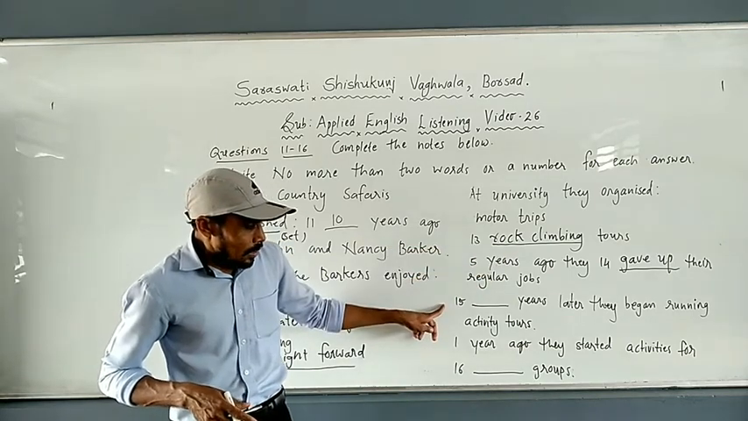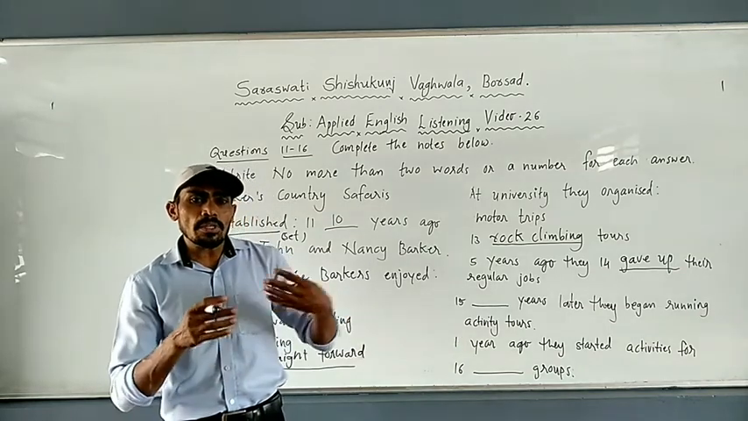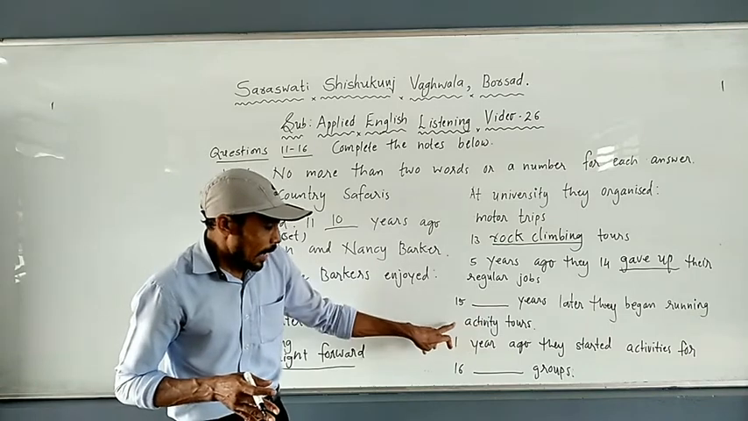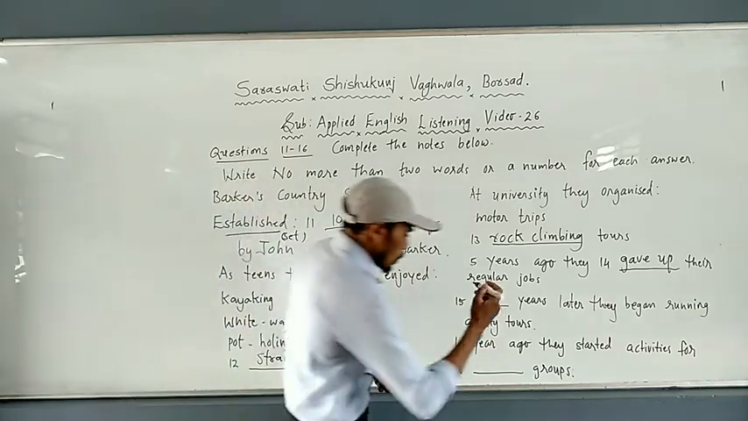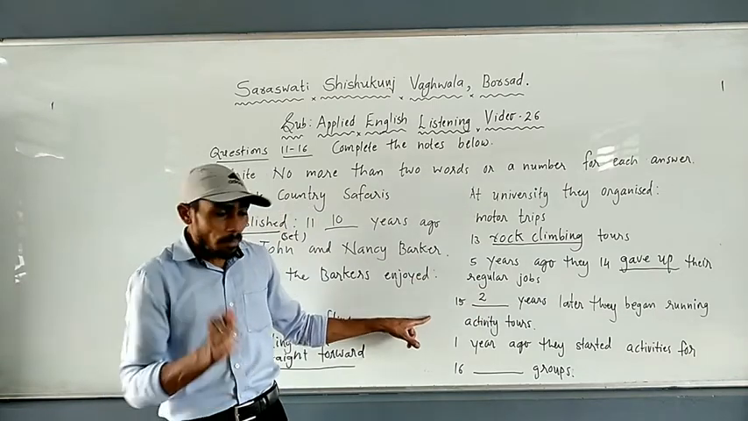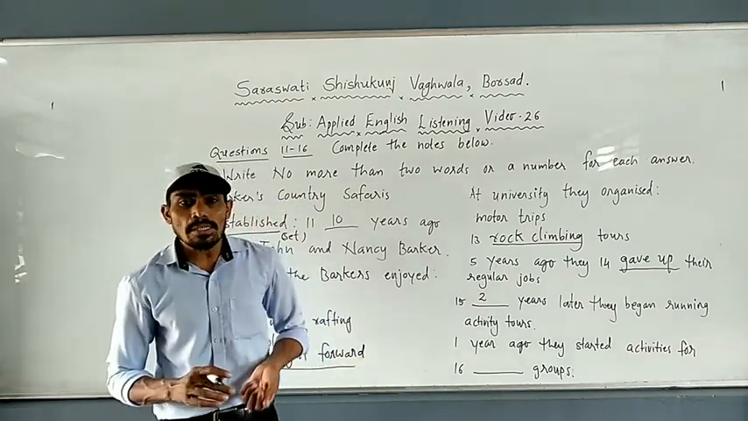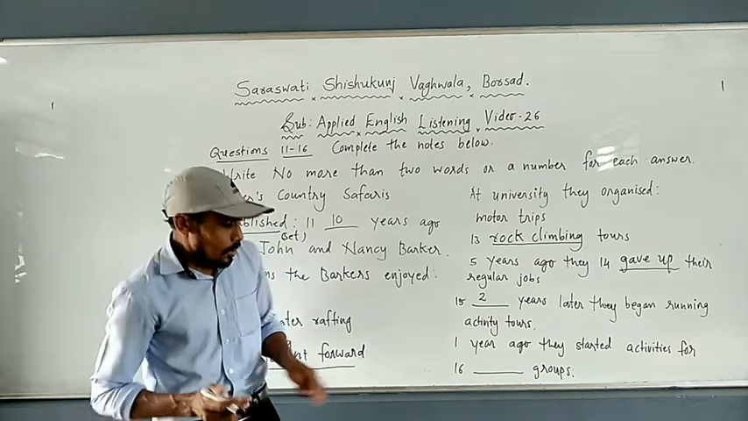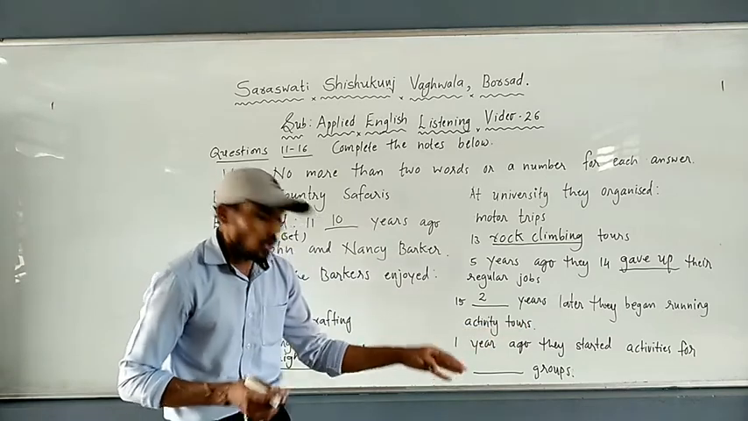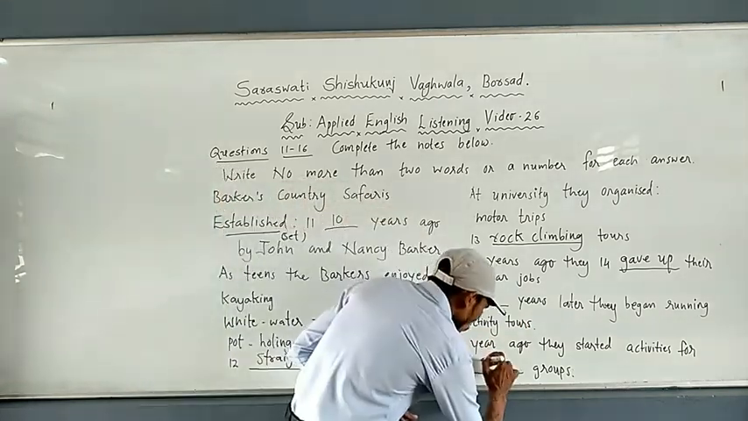Now here, years later they began running activities. After the business expanded and after some years, they began running activities. So after how many years? After 2 years, they began running activities. And also we started organizing for schools and groups. So here, 1 year ago, they started activities for what? They started activities for school. So here the answer is school.